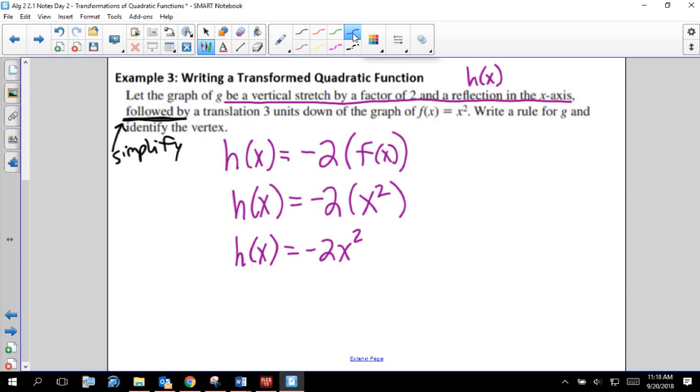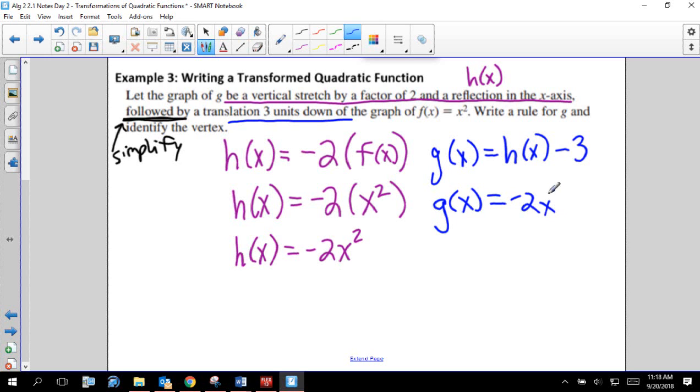Now we're going to do the second part, g of x. So it says translation 3 units down. So I'm going to use my previous function, which is h of x, and translation 3 units down goes on the outside. It's vertical, so it keeps its same sign, -3. So what is my h of x equation? -2x squared -3.